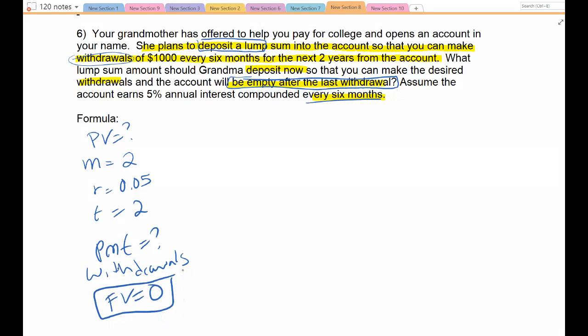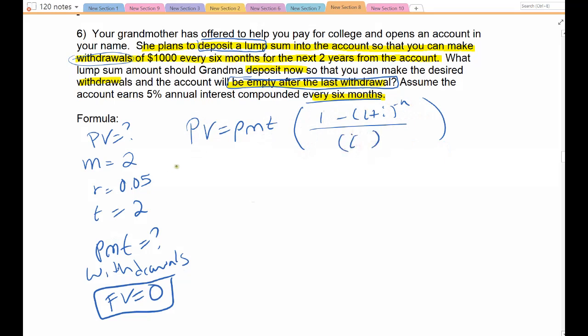We want to know what payments every 6 months, how much money you can take out of Grandma's account. So we're looking for the payments. Using the formula to do that, remember the formula is present value equals payments times 1 minus (1 plus I) raised to the negative n, all over I.